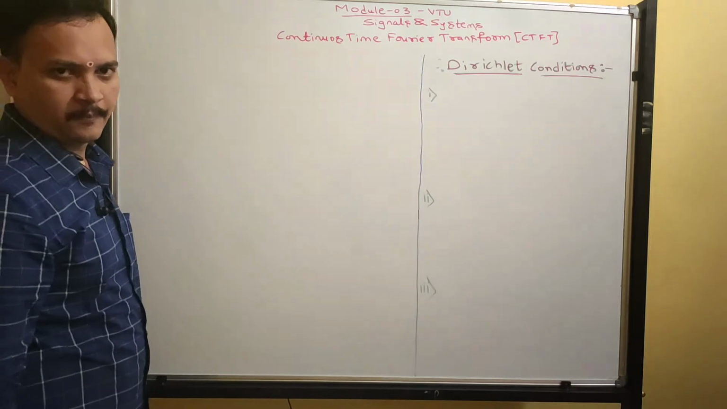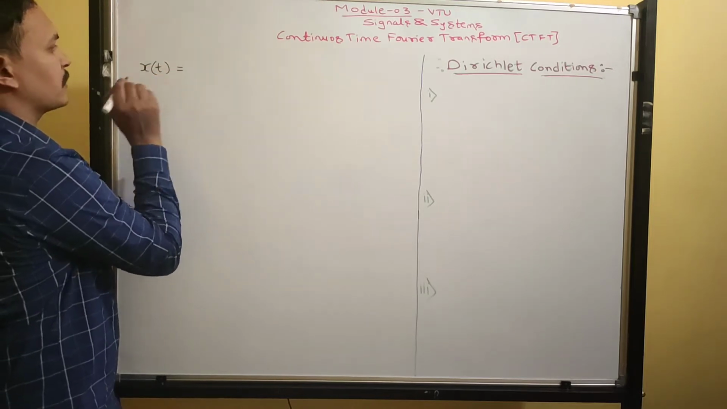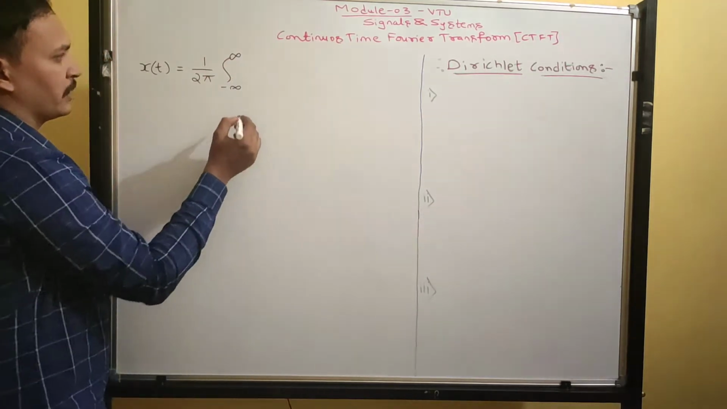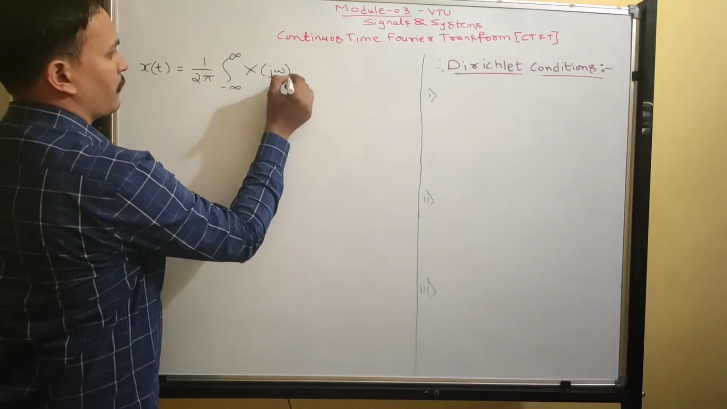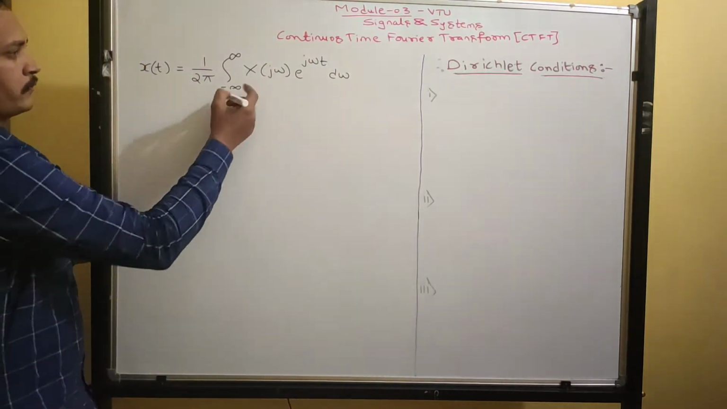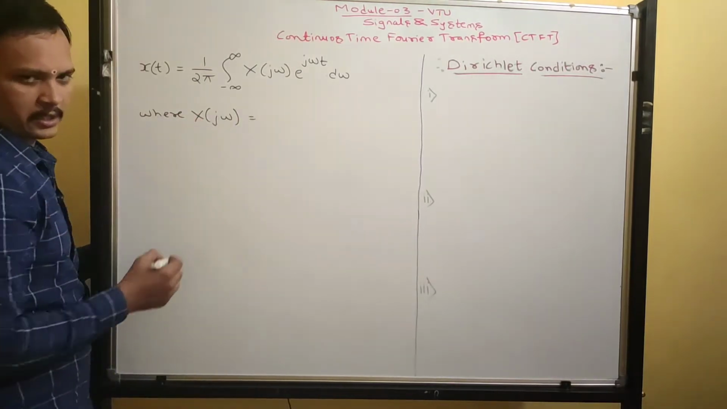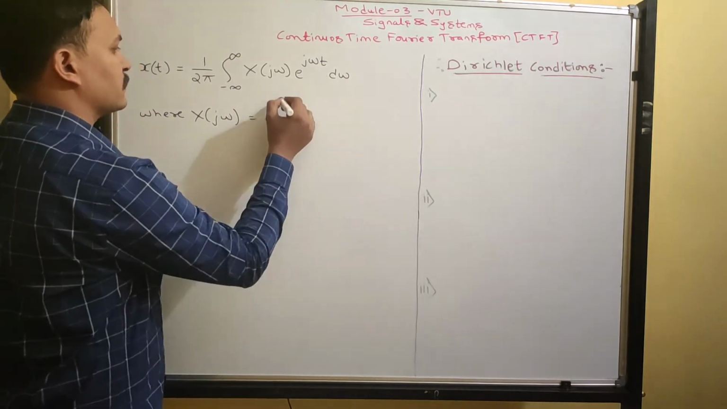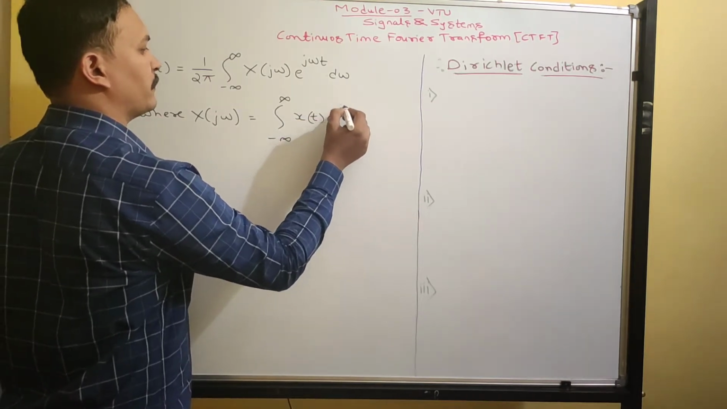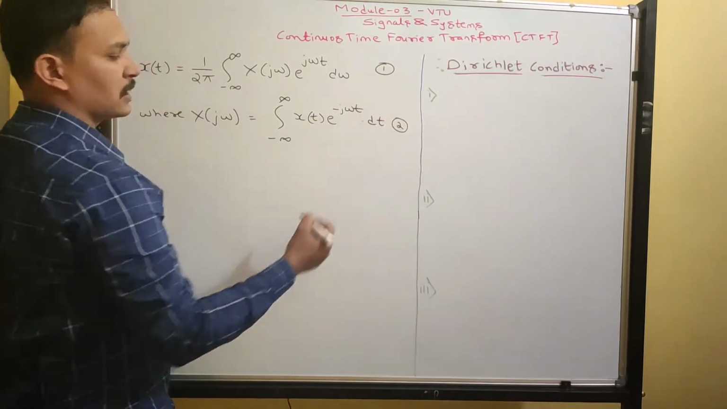A non-periodic continuous time signal x of t can be expressed as x of t equals 1 by 2 pi integral from minus infinity to infinity X of j omega into e to the power of j omega t d omega, where X of j omega can be represented as the integral from minus infinity to infinity x of t into e to the power of minus j omega t dt. Consider this is equation 1 and this is equation 2.